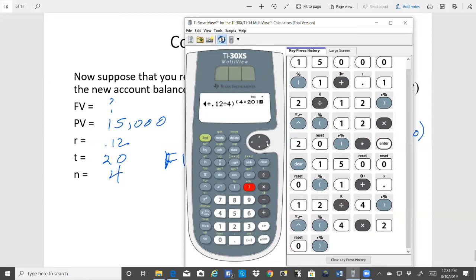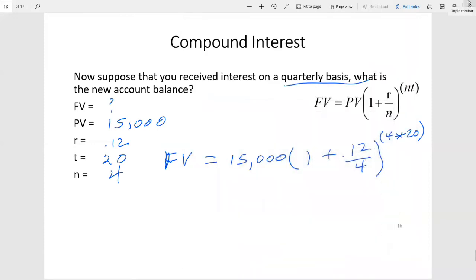And then I move the cursor to the right and hit enter. And I get $159,613.36. So if you only compounded it quarterly, you would get somewhat less, but still a pretty good sum. $159,613.36 rounded.